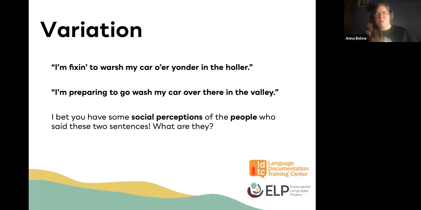Or more poor or whatever. There's a lot of stigma on some varieties of English. And so you might find similar variations in what people think of people who speak a certain way in your languages. And those are endlessly fascinating to explore. So I would love to hear from some of you in the chat if you can think of some of these social perceptions that language carries in your context.